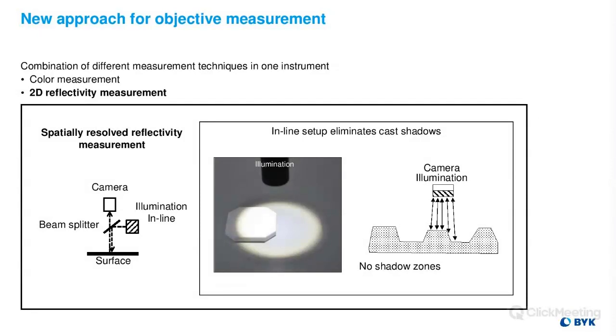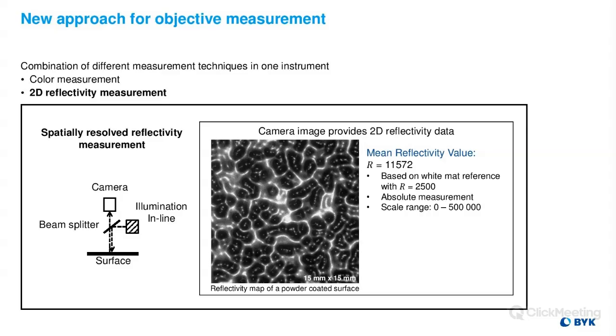And so what happens here is that while the surface is being illuminated, the camera is going to take a picture. That picture will be evaluated pixel by pixel, and it's going to give us a spatially resolved reflectivity measurement, meaning a map of the reflectivity that looks something like this. So here's a reflectivity map of a powder-coated surface.